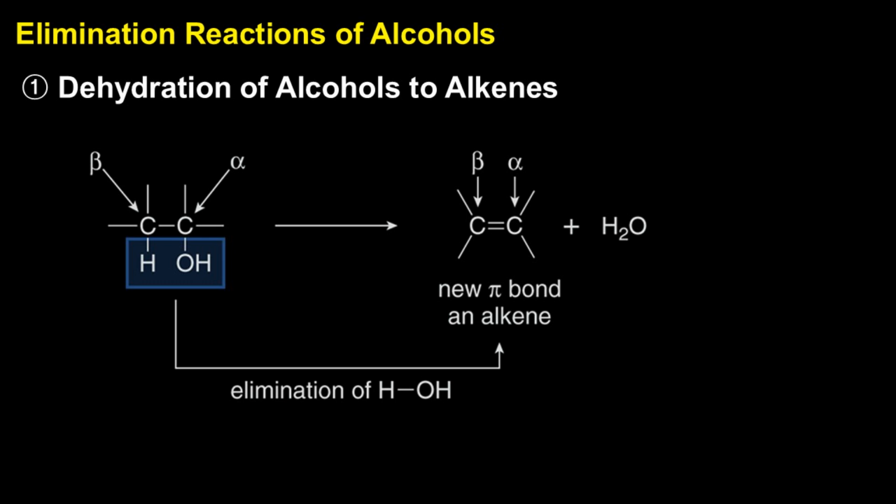Let's start with the most common elimination reaction of alcohols, dehydration. When you heat an alcohol with acid, it loses water and forms a double bond. Here's what's happening. The OH on the alpha carbon and a hydrogen on the beta carbon are both taken out. As they go, a new pi bond forms between those two carbons, giving you an alkene and water. It's called dehydration because we're literally removing water from the molecule.